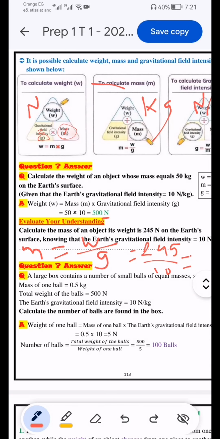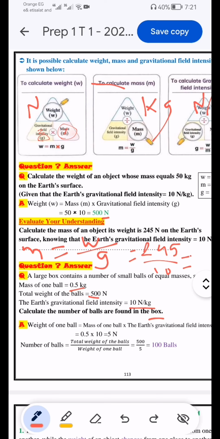and look at this question. A large box contains a number of small balls of equal masses. Okay, has the same mass. The mass of one ball equal 0.5 kilogram. Okay, and the total weight of the ball equal 500 Newton. And the Earth's field intensity equal 10 Newton per kilogram. Calculate the number of balls are formed in this box. Need the number of balls.